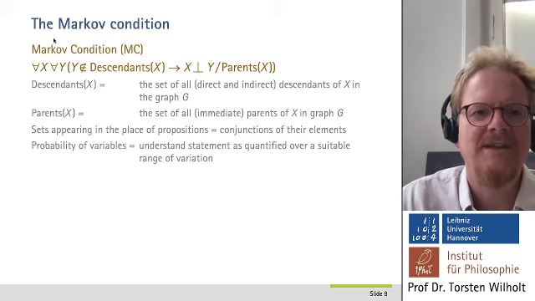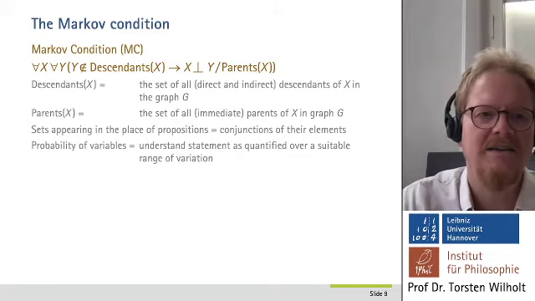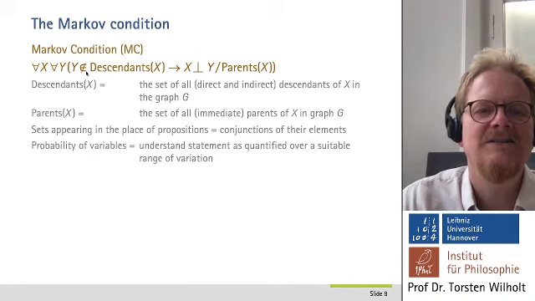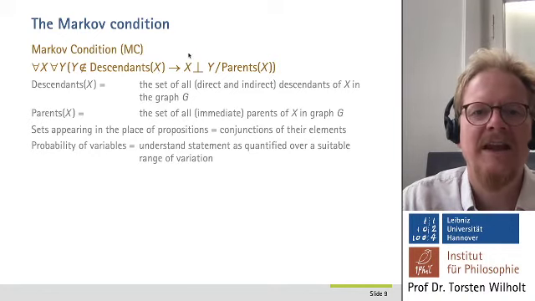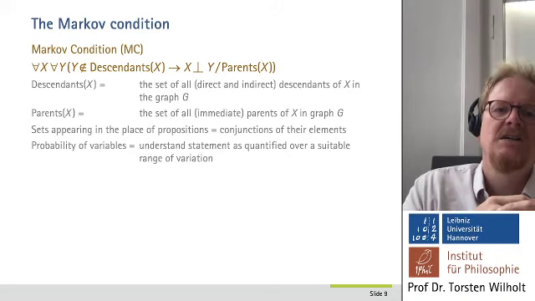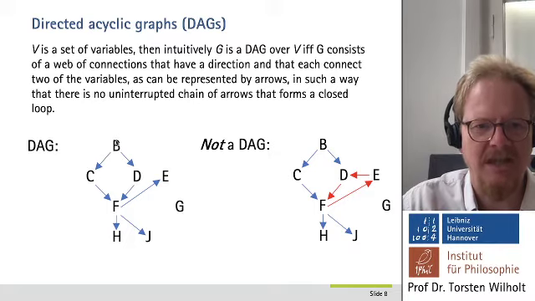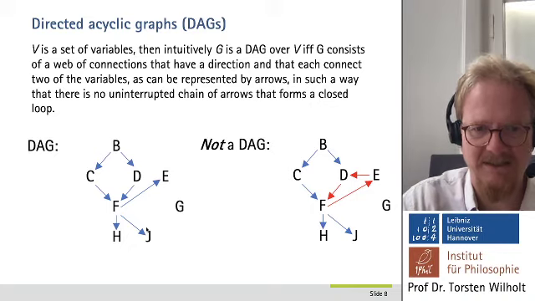So for all x and for all y, these are of course the quantification over the variables in the set V. We have a set of variables V, and we quantify over the variables. So if y is not a descendant of x, then the parents of x screen off x from y. In this formula, descendants of x indicates the set of all direct and indirect descendants of x in the graph G. So, for example, D is a descendant of B, but F is also a descendant of B, and J is also a descendant of B. Everything that you can reach from B by following arrows is a descendant.